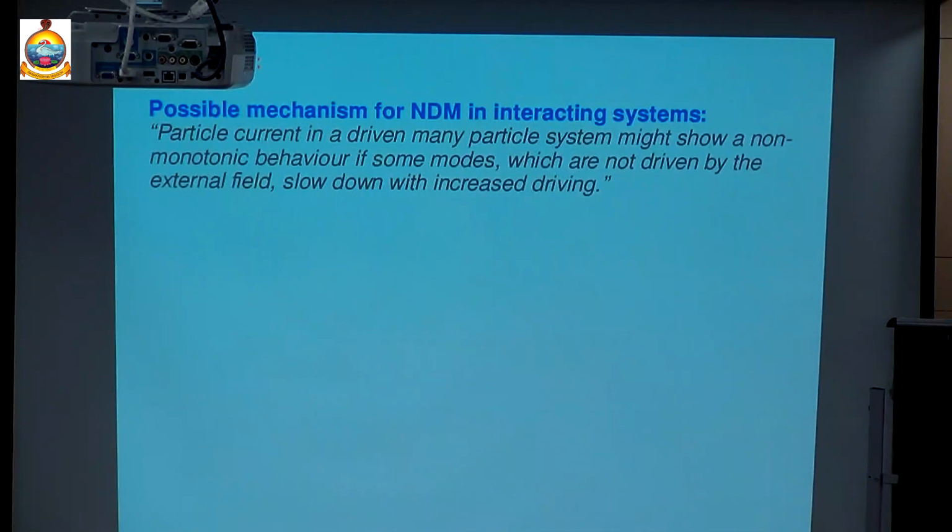There are many models, and this is only one work, but we discussed several models just to sum up, just to say that this is the phenomenon.